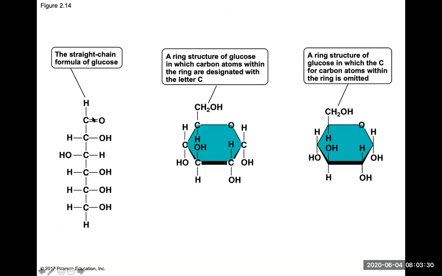Here's a look at the straight chain formula for glucose. And when it comes together, a ring structure of glucose forms in which carbon atoms within the ring are designated with the letter C, and a ring structure of glucose in which the C for carbon atoms within the ring is omitted. So this is a typical structure in chemistry, how we would construct glucose.